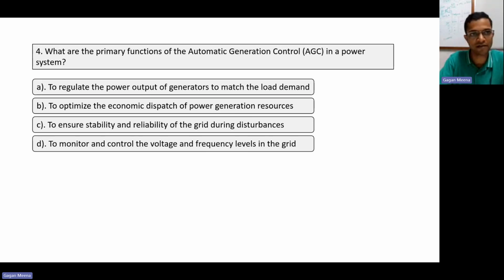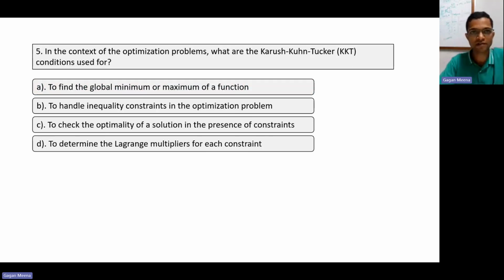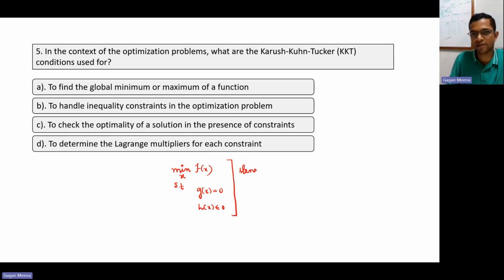In the context of optimization problems, what are the Karush-Kuhn-Tucker conditions used for? We know that this is a standard optimization problem: minimize f of x subject to g of x equals 0 and h of x less than or equal to 0. This is our standard optimization framework.